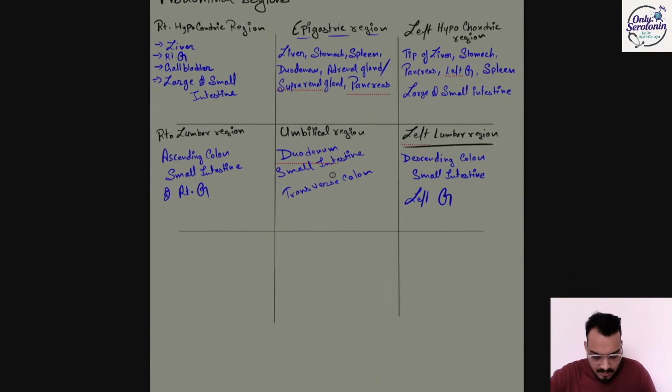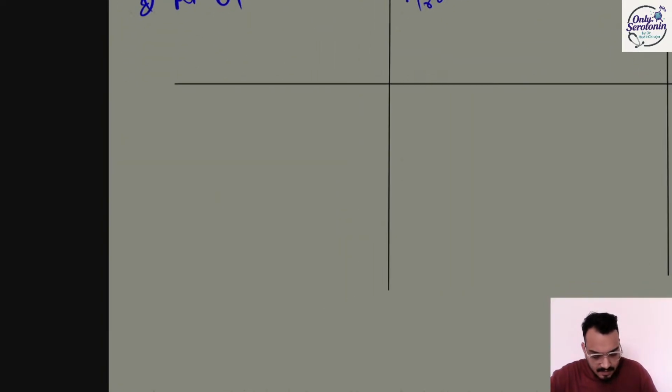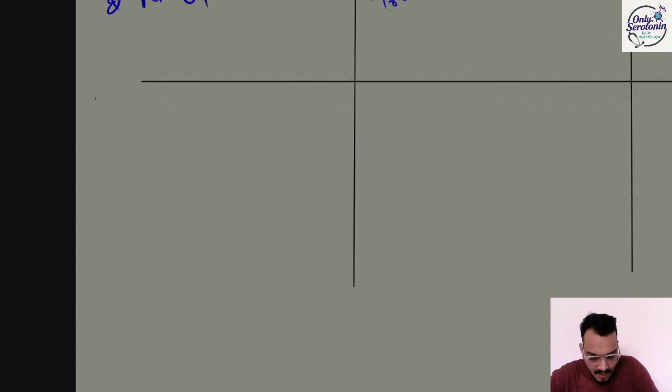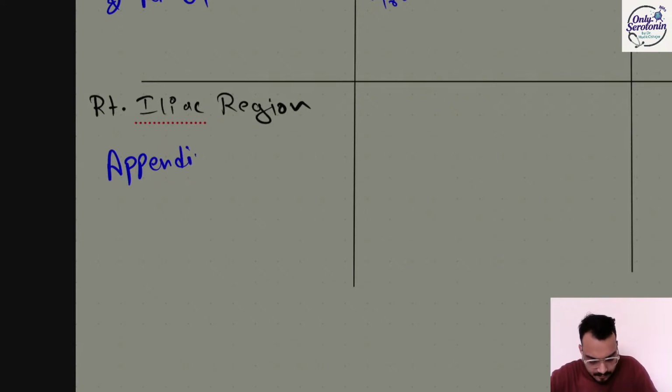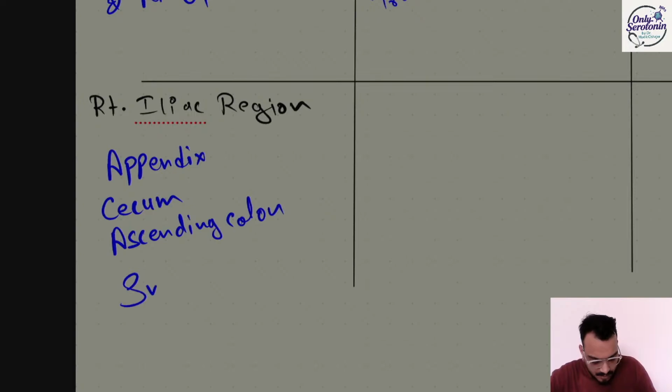Done, guys. Now let's do the last region, and the last region is known as what, guys? It is known as the iliac region. On the right side, it will be my right iliac region. The organs which are here are my appendix, cecum, ascending colon, and small intestine.